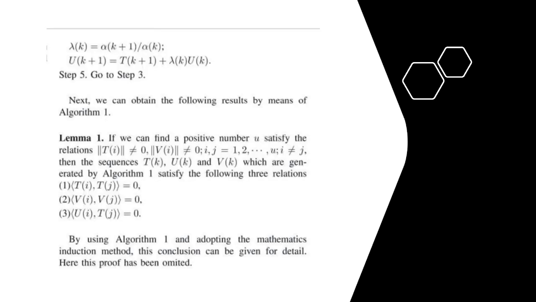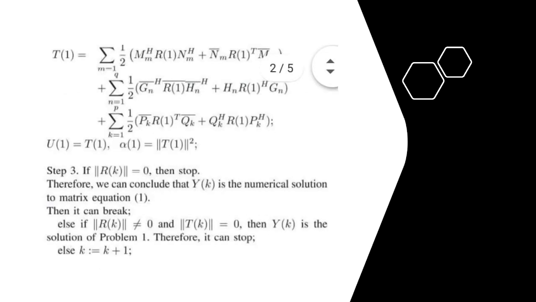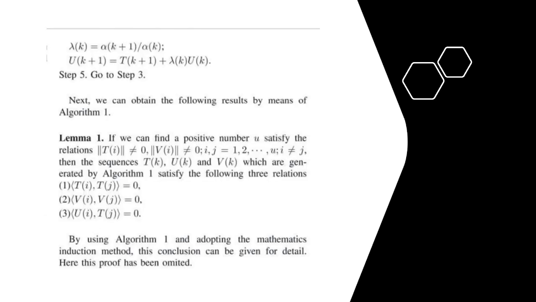In step 4, calculate v of k. Then we will get u of k plus 1 equals t of k plus 1 plus lambda of k times u of k. Step 5. Go to step 3. Next, we can obtain the following results by means of algorithm 1.